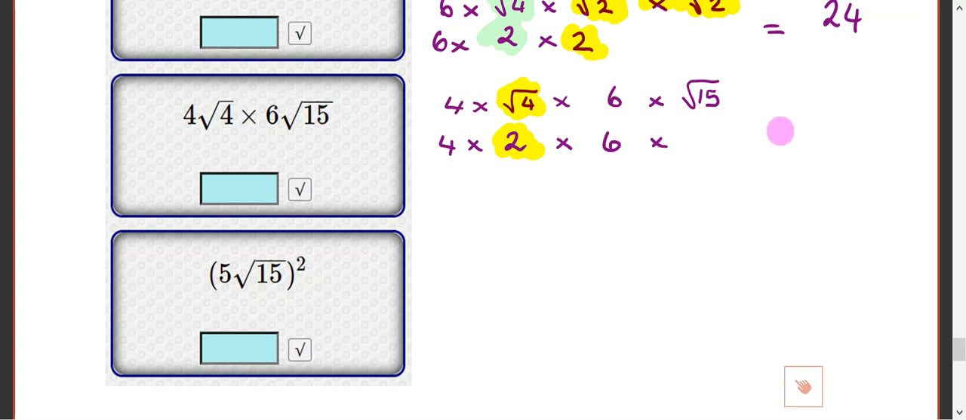What about the square root of 15? Can I do anything with 15, is there a square number in there? No. So unfortunately, that is just the square root of 15, we don't need to do anything with that. Right? Then we just need to know our times tables. 4 times 2 times 6. Well, 4 times 6 is 24. Times by the 2 is 48. So we've got 48 root 50.